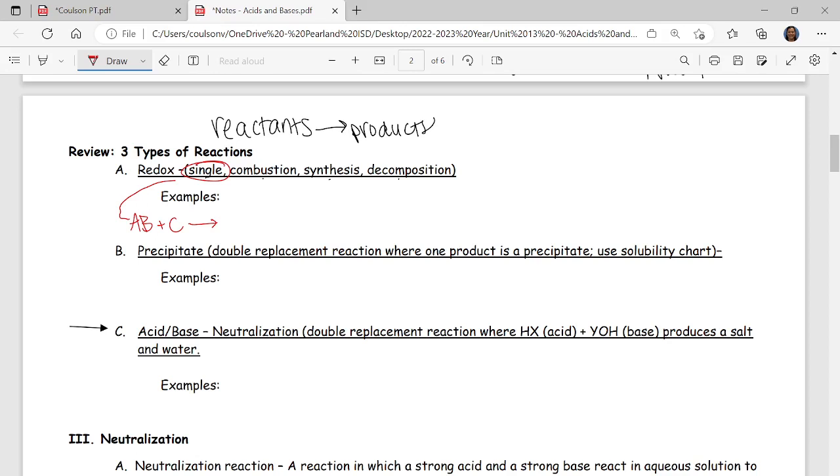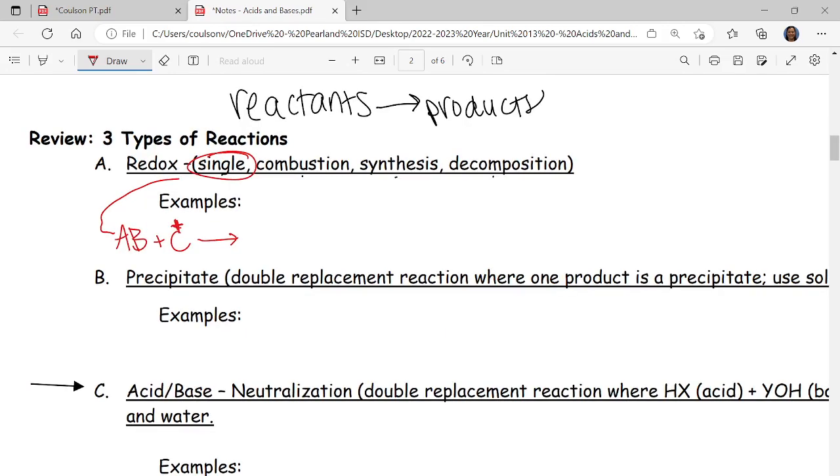So let's say I called C positive. If this is a metal, who is C going to replace? C is going to replace A, and then be bonded to B. So my new compound would be CB plus A is kicked out and now single. Good. Okay, so that's a single replacement reaction. So I'm going to say one replaces another.